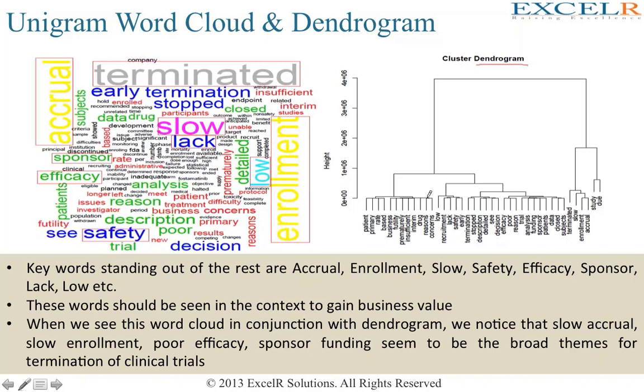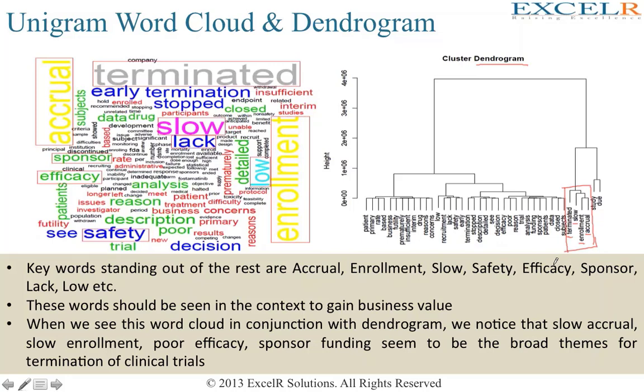And you know that if two words are close to each other, those two are being used together. So if you look at this, the words enrollment and accrual are connected, right? So these two form a cluster. So these two are very close. So these two words are being used together. And these two words are connected to another word called slow. So slow enrollment, slow accrual. These might be the reasons why studies are being terminated. So by looking at that small cluster of words, this one, you can probably make sense.